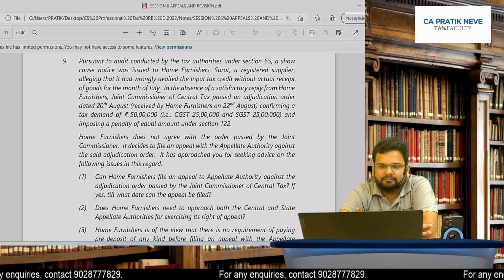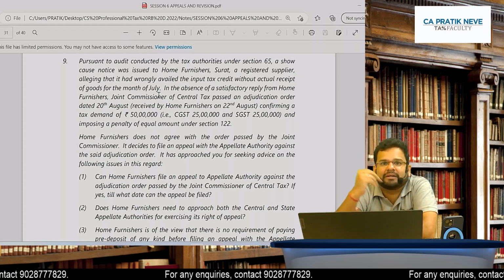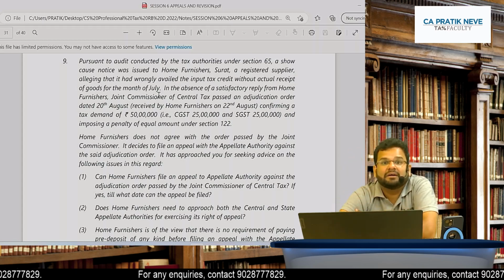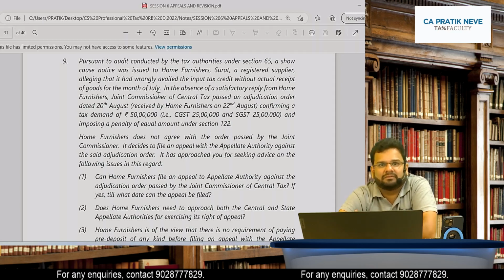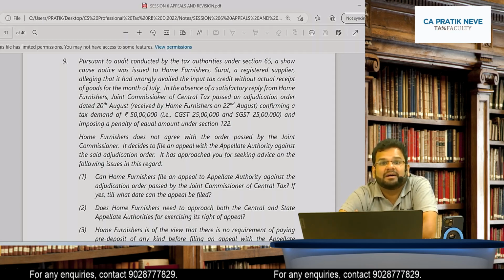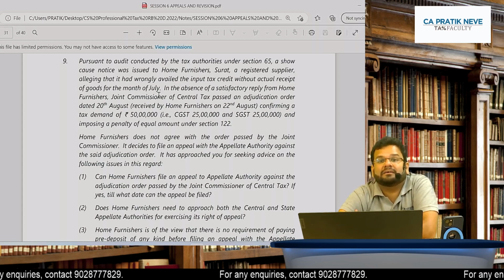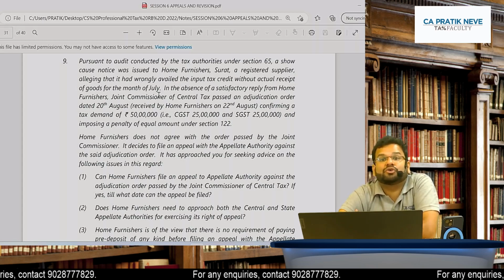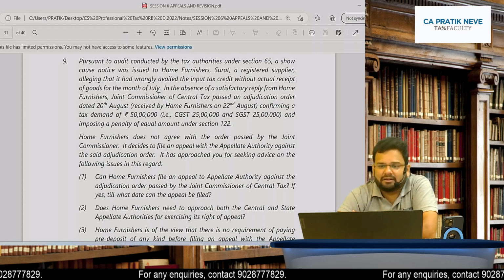Okay. Section 16 subsection 2. Four conditions are there to claim ITC. First condition is that he should be in possession of invoice. Second condition is that goods or services should be actually received. Third condition is that tax on the supply should be paid to the government. And fourth condition is, what's the fourth condition? He should have filed return. So we are talking about that second condition.